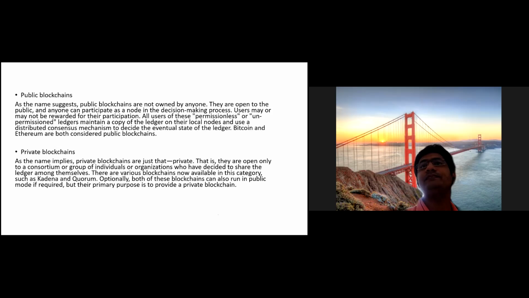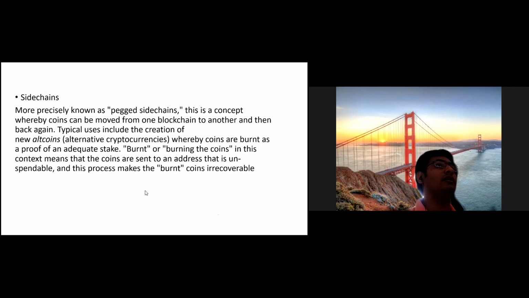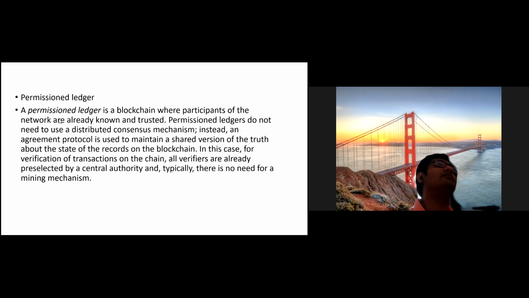And then there are semi-private blockchains as well. Semi-private blockchains are basically where you can use the benefits of the public blockchain and make it hybrid as per your use. So they are a combination of public and private blockchain, which is a semi-private blockchain. And then you have side chains, right? We will not discuss side chains more because they are not fairly popular as of now.